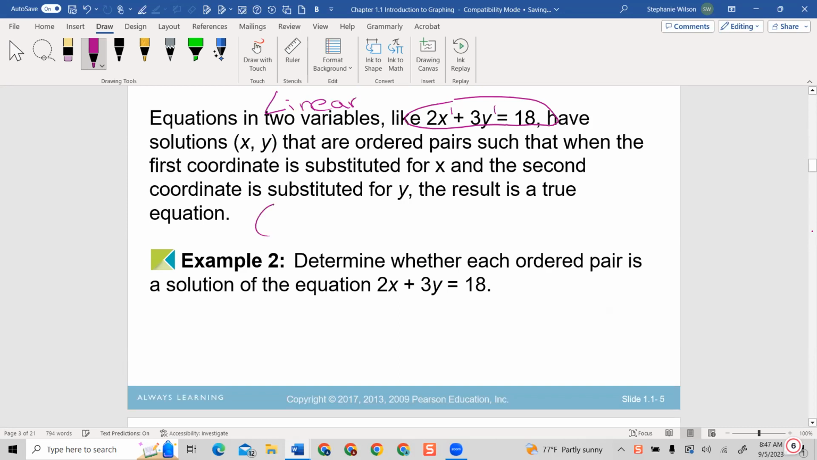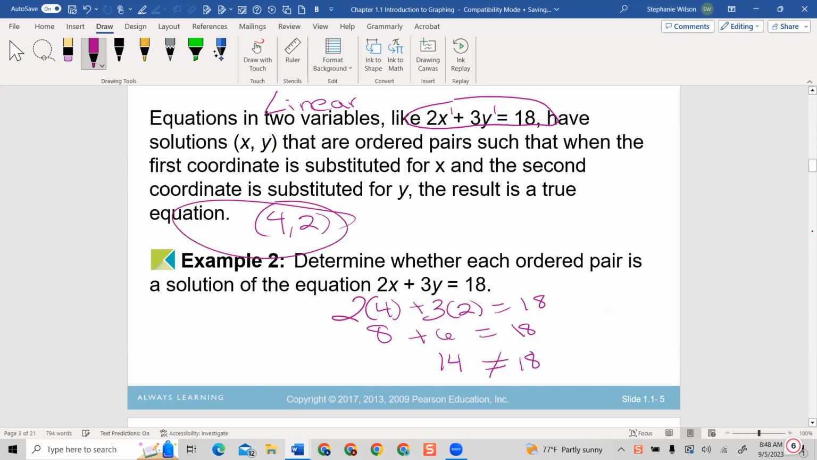So what if you were given the ordered pair 4, 2, and we want to know, is this ordered pair a true solution? What I'm going to do is plug in 4 for x, 2 for y, and I want to see if this side equals that side. So 2 times 4 is 8. 3 times 2 is 6. 8 plus 6 is 14. So no, this ordered pair is not a true solution.